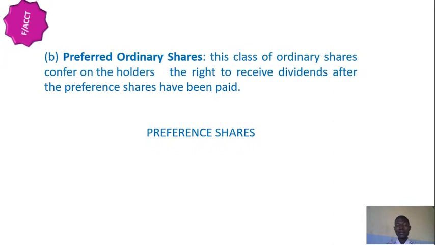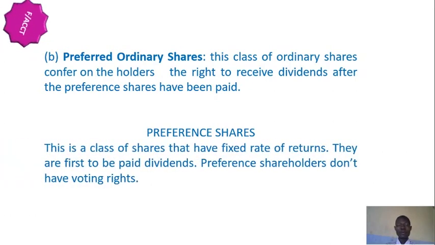Now we are going to look at preference shares. We pointed out that shares can be divided into ordinary shares and preference shares. Under the ordinary shares, we considered deferred ordinary shares and preferred ordinary shares. So we are looking at preference shares. This is a class of shares that have fixed rate of returns. They are first to be paid dividends. Preference shareholders don't have voting rights.